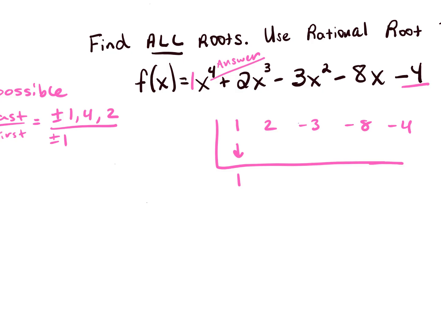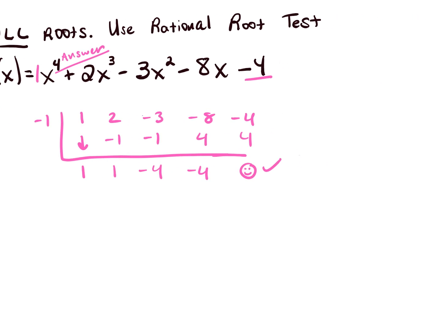What should we try next? Sure, let's try -1. Multiply, we get -1, add 1, multiply -1, add -4, multiply, this would be +4, add -4, multiply +4. Does it work? Yes, it works. So one of our answers is going to be x is equal to -1. Now we have 3 more answers to find.